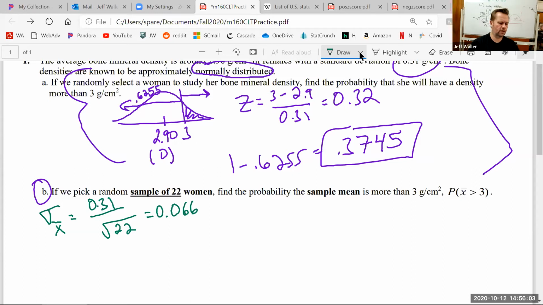I'll throw that in there. I like it. And again, you can go further. You could say 0.0661. You know, it's at least 3 places, so it's up to you.